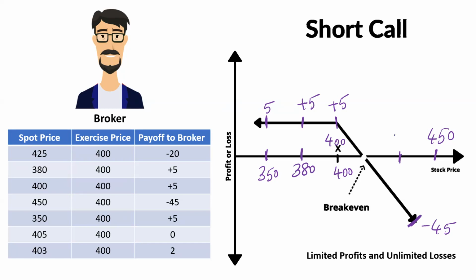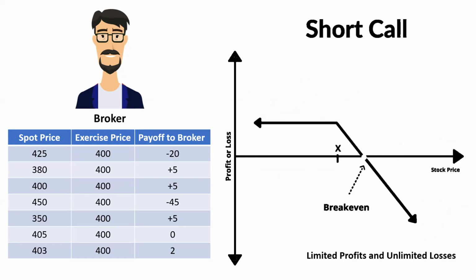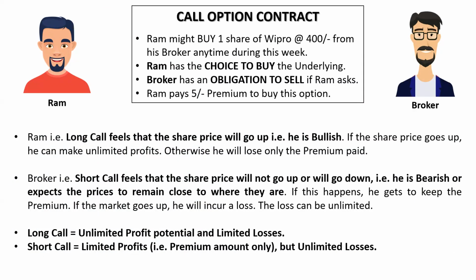If Wipro becomes 420, then Ram will make a profit of 20 minus 5, which is equal to 15. This is the profit of Ram. That means the broker is going to have minus 15. So over here, the broker is having limited profits, but his losses can be unlimited. So this is the payoff diagram for the short. So we can conclude Ram, the long call, feels that the share price will go up.